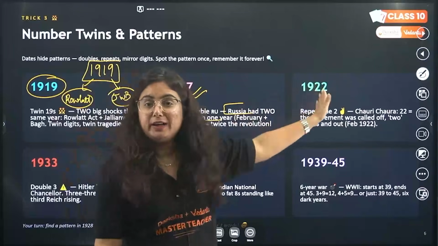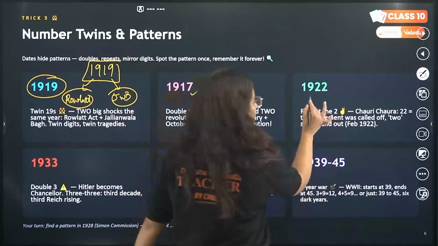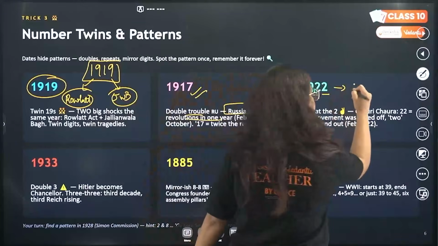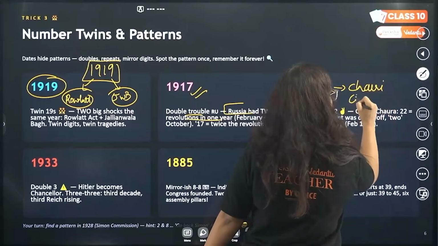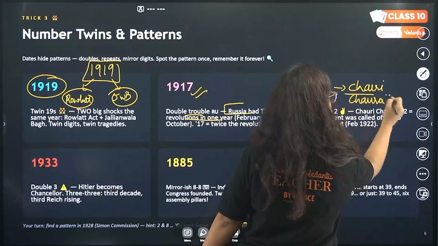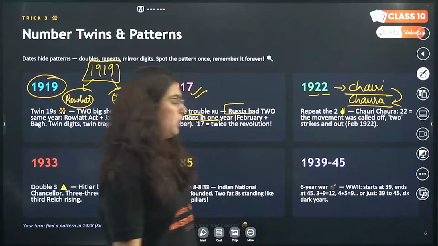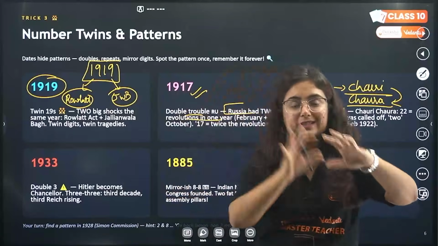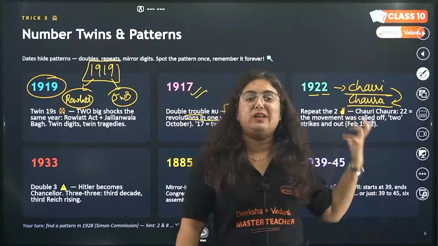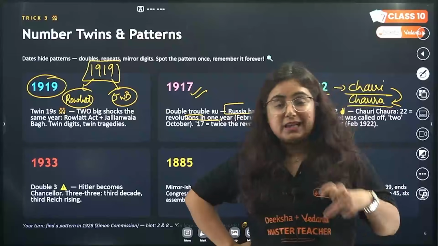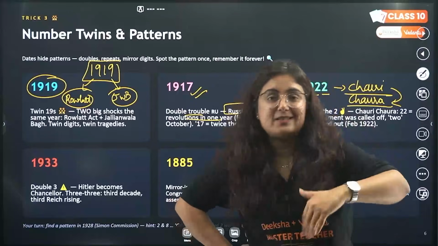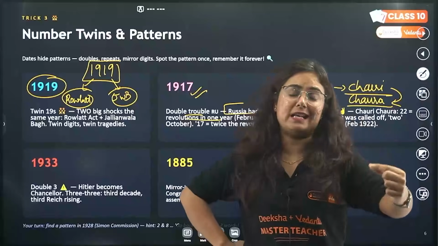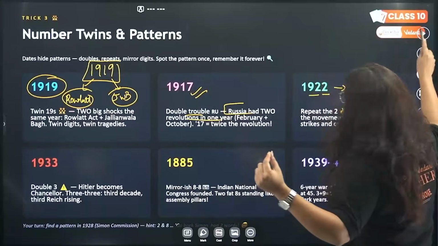Like 1922, what is happening? 2 and 2 is repeating. An event happened in this year, that is Chauri Chaura, in which the name is also repeating. Somewhere alike, repeating names or not. Right? So 1922, Chauri Chaura, C for Chauri, C for Chaura, repeating, and here 22 is also repeating. I'm just telling you, you can make those mnemonics, you can make them funny, something to remember those dates. Okay? That retains in your memory.